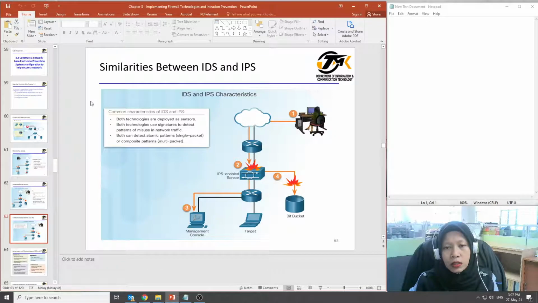Alright, so the similarities between IDS and IPS. The common similarity is basically that they are deployed as sensors. Mainly for detection, they have a sensor, and the sensor is usually put in the network system itself. They use signatures. They have anomaly detection and signature-based detection, but mostly they use signatures, which is pattern detection of patterns in network traffic. It can be an atomic pattern with a single packet or a composite pattern with multiple packets.